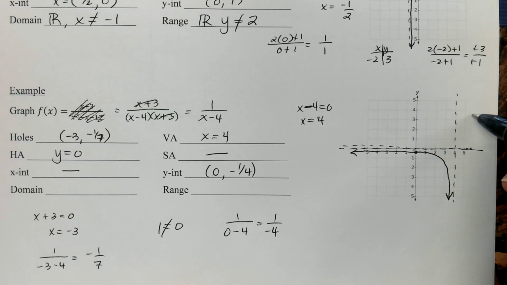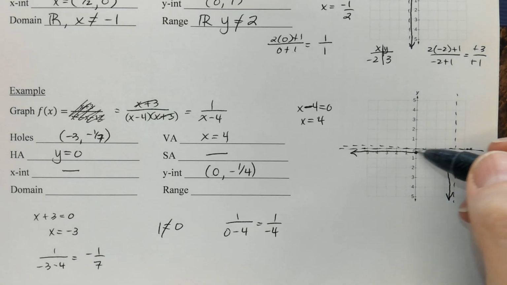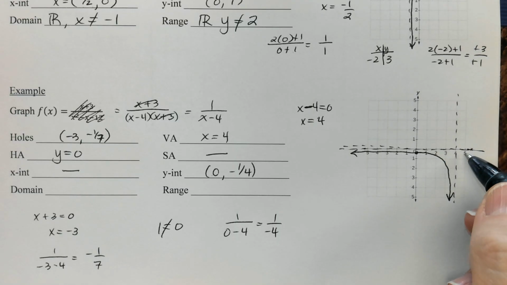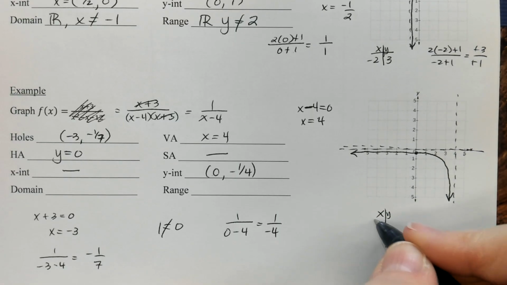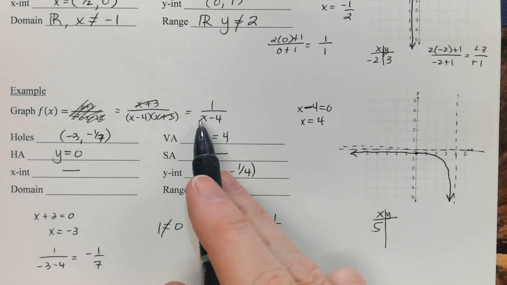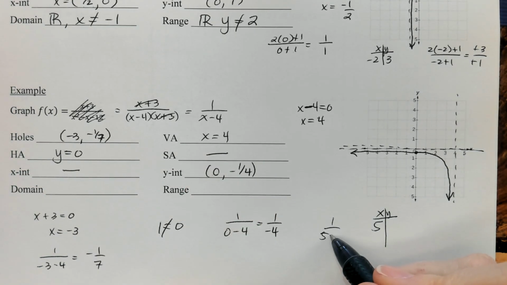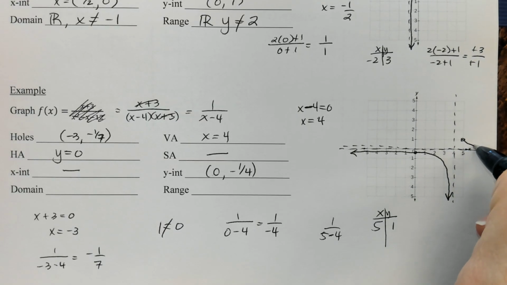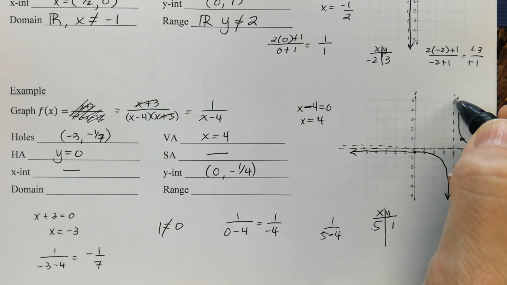So we need to check a test point over here. I can't put anything up here. It's got to be on the other side of the vertical asymptote. I'm just going to choose 5. So plugging a 5 in, I'd have 1 over 5 minus 4, which would be 1. So going over to 5, up to 1, and that's enough to tell me that my graph has to be looking like that.